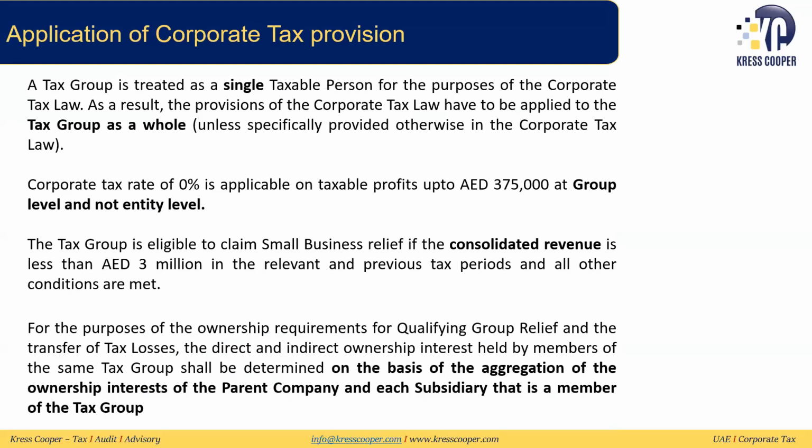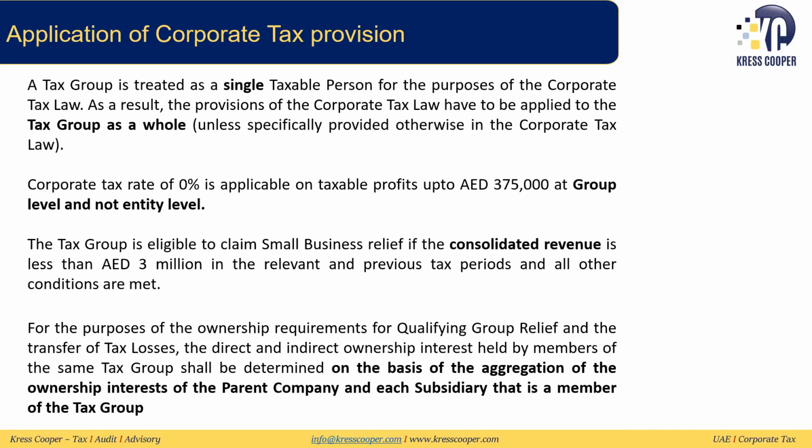In our previous lectures, we keep on reiterating that when two or more taxable persons meet all the conditions of Section 40 of the corporate tax law, then they are able to form a tax group and to be treated as a single taxable person. After the tax group is formed and approved by the FTA, it is treated as a single taxable person. So now all the provisions of the corporate tax will apply to them as a whole, as a tax group, and not to each individual entity. Previously, we were looking at the different provisions on single entities, now we will be looking at them as a whole. So let's discuss the corporate tax rate.